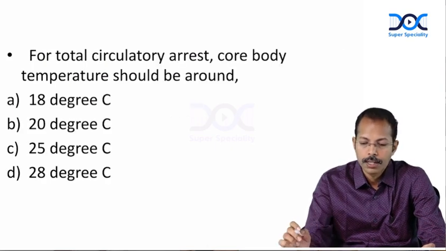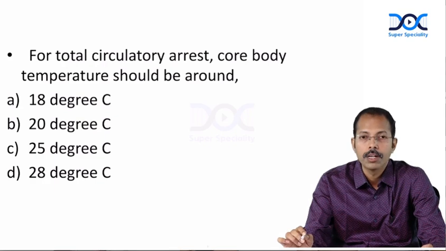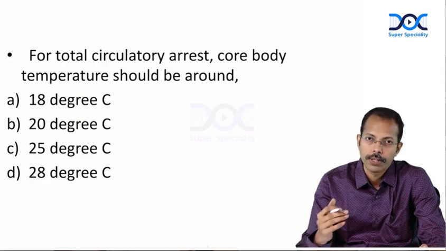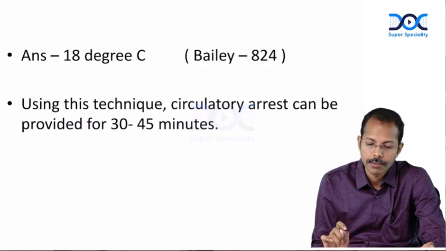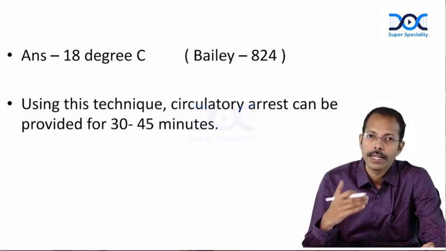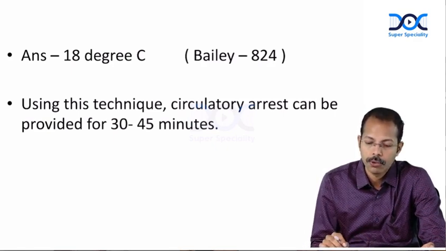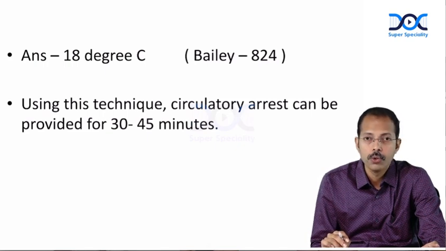For total circulatory arrest, the core body temperature should be around, as we have seen in our discussion, 18 degrees centigrade. So using this technique, we can carry out the procedure for even up to 30 to 45 minutes. But if we want to do it safely, we can go up to 30 minutes.